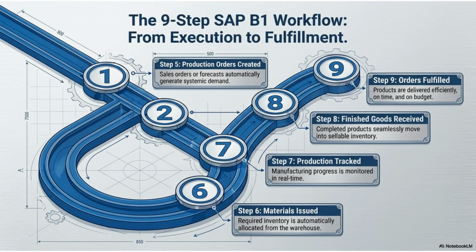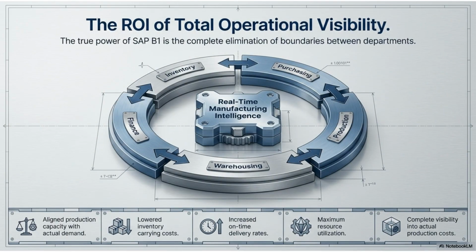Moving from execution to fulfillment, the final steps include creating production orders, issuing materials, tracking progress, receiving finished goods, and completing the order. The return on investment of total operational visibility is clear.